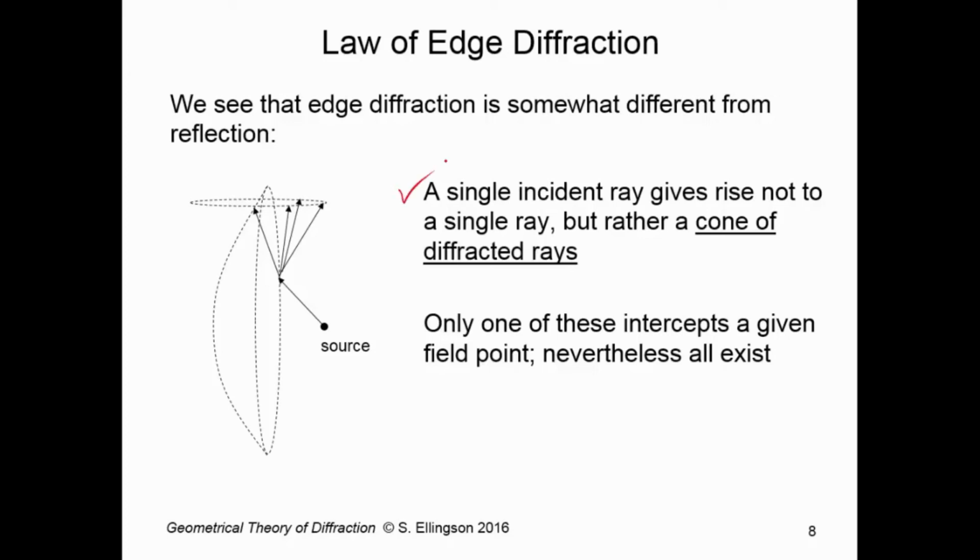A single incident ray gives rise not to a single ray as it does in reflection, but rather to a cone of diffracted rays which all share the same angle. So here is the angle of incidence. On diffraction, we get the same angle, but we generate a cone of rays. Now remember, this cone is simply the result of this one point, a stationary phase point, and the cone, of course, will change as the stationary phase point changes.